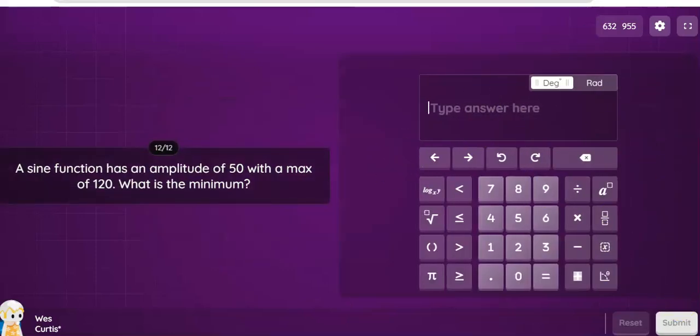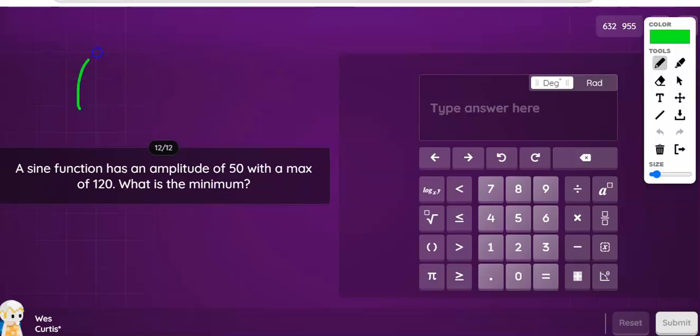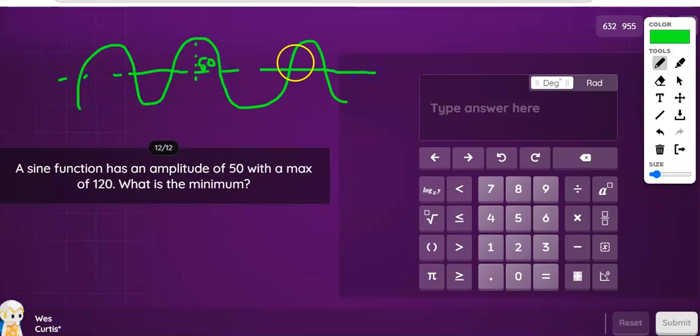Another one of these drawings just for good measure. I'll make a little sketch. The amplitude is 50. Boom, put a 50. I'm going to go ahead and draw a little midline sketch. The maximum is 120. So if I go down 50, that puts me at a midline of 70. And if I go down another 50, because the two amplitudes got to be the same, that puts me at a low point, a minimum of 20.